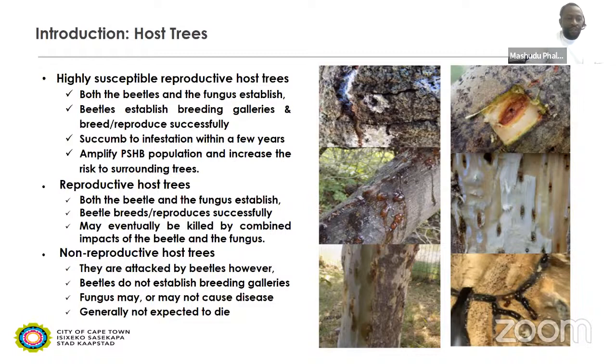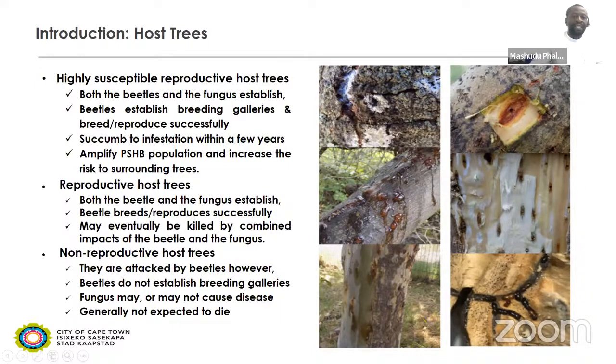And then the last category of trees is the non-reproductive host trees. So these trees will still be attacked. When you look at this type of tree, you will still see the symptoms of the PSHB. However, the conditions inside the tree are not that favorable for either the beetle or the fungi to reproduce or multiply, which means that the tree may or may not die due to the infestation of the beetle. And generally, the non-reproductive host trees are not expected to succumb to the pressures of the beetle.